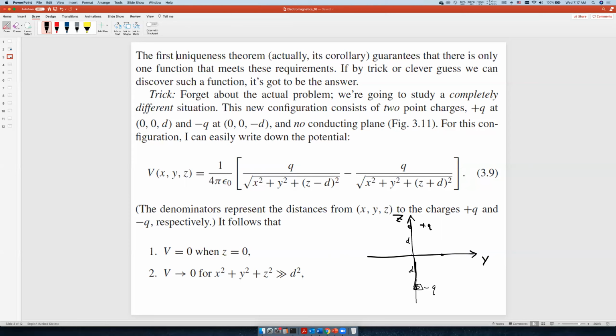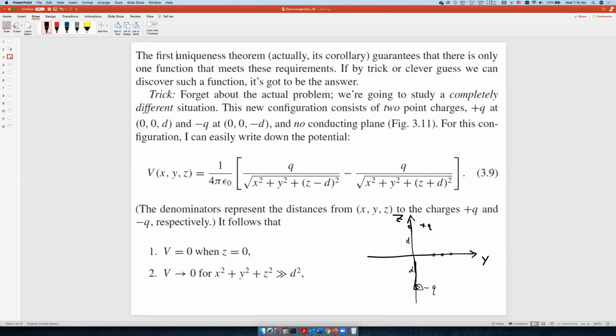Suppose you have a point charge here. If you try to calculate the potential generated by the plus Q and the potential generated by the negative Q, due to the symmetry condition, the potential here, or anywhere along the y-axis, or when z equals 0, should be 0.